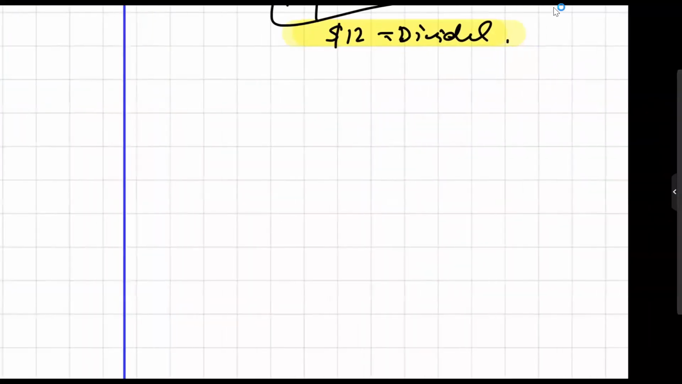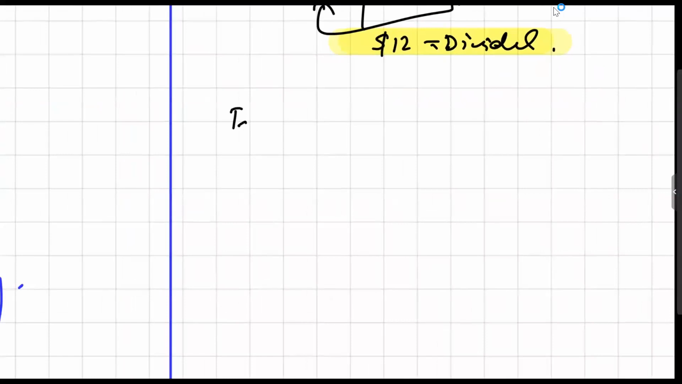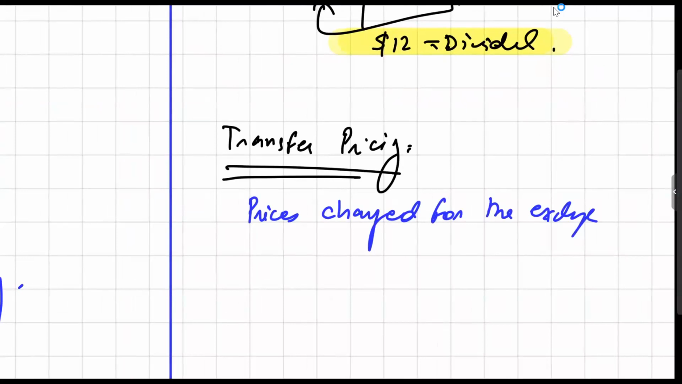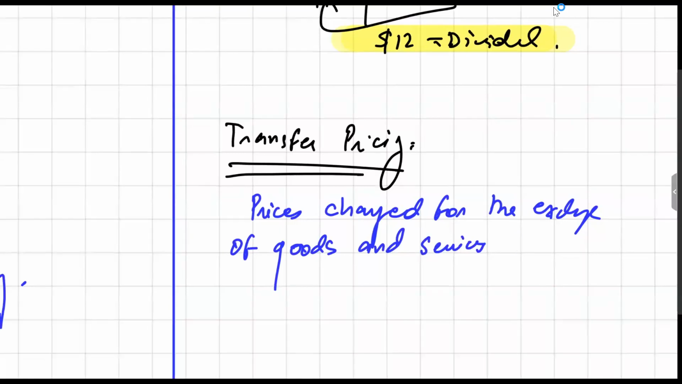Okay, now next is another concept, which is called the concept of transfer pricing. What is this transfer pricing all about? Transfer pricing is basically the prices charged for the exchange of goods and services within a group.